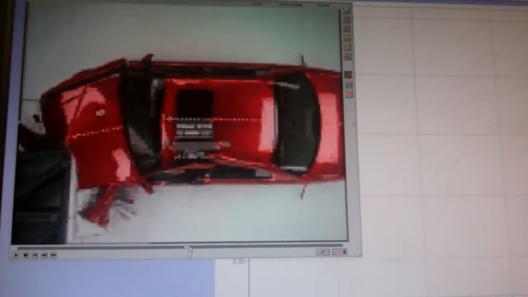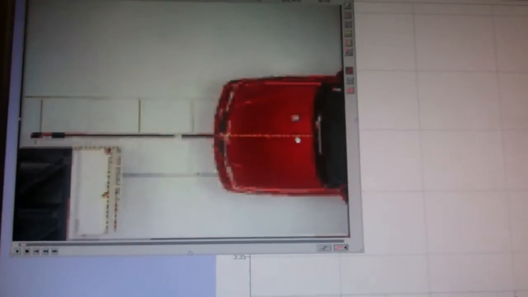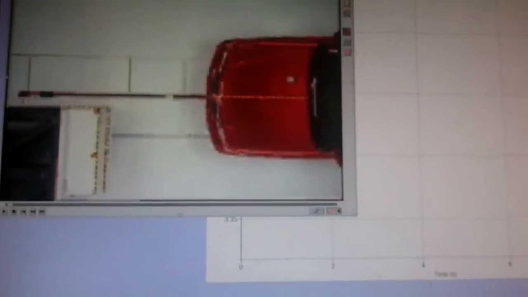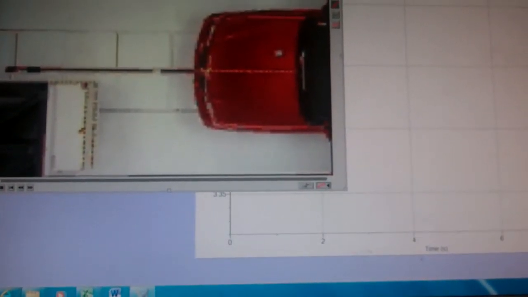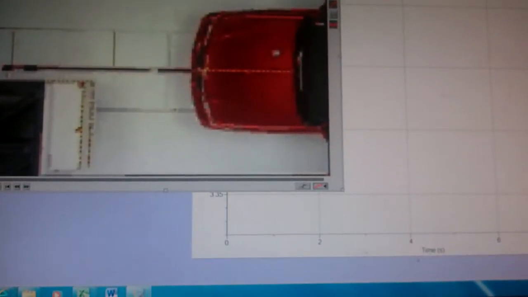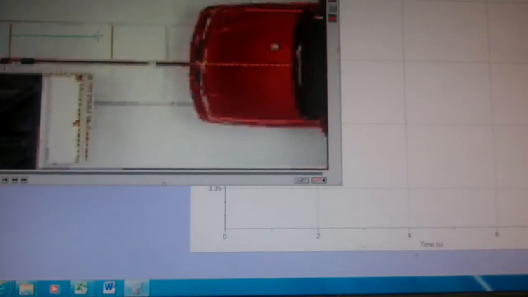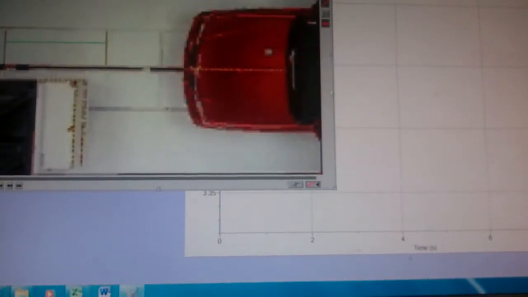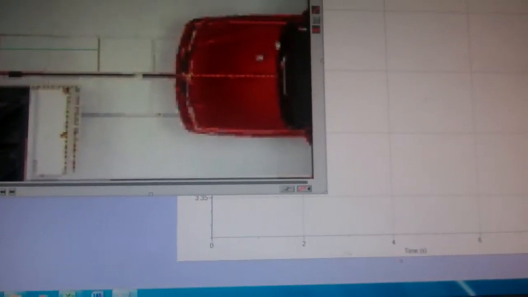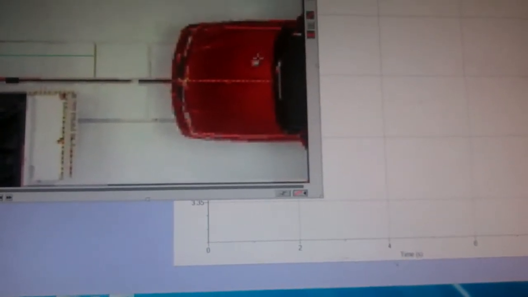Now what you're going to do is the same thing you did in part 1, and we're going to track this little white spot on the car. It's right there. And it's pretty easy. We're going to scale it. We've got the scale here. Set the scale. I think this is it, 1 meter. It doesn't really matter for now. I'm just showing you how to do this. And then we start taking data.